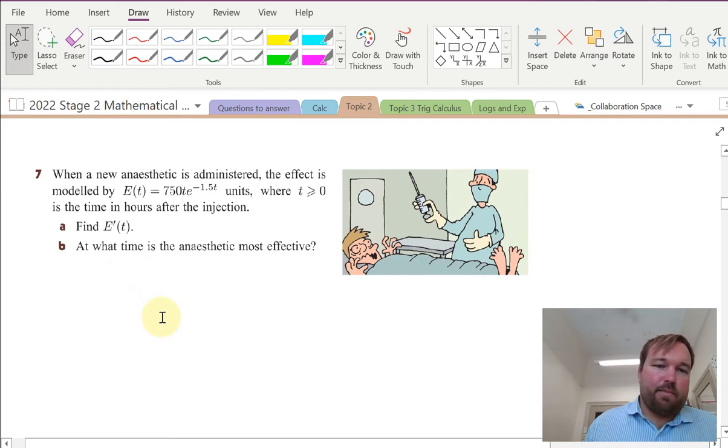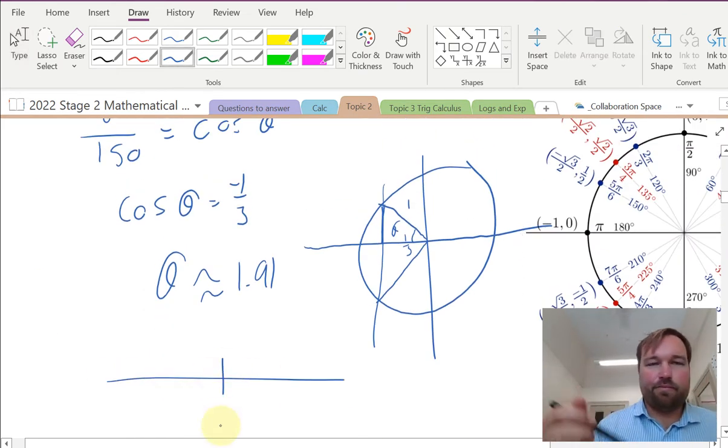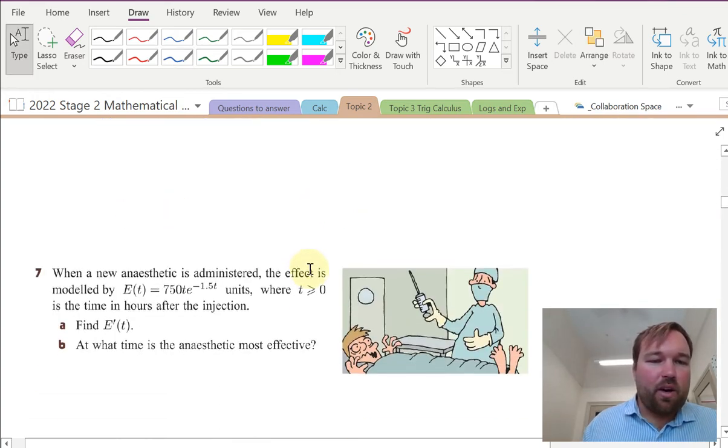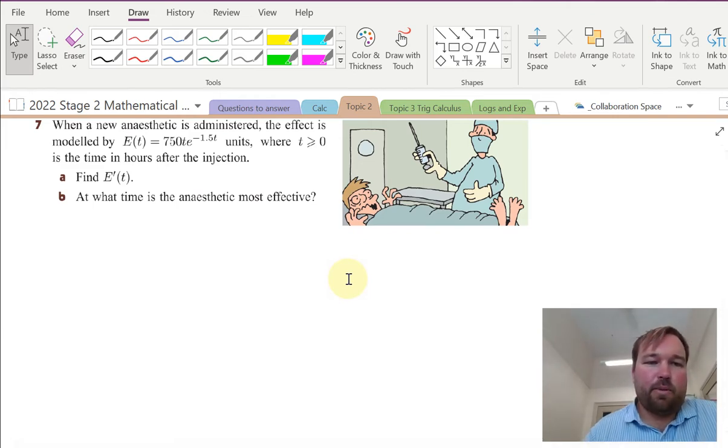All right, question 7. A new anesthetic is administered. Oh, sine diagram. You got that. All right. The effect is modeled by E of t equals 750t multiplied by e to the minus 1.5t, where t is greater than 0, in time in hours after the injection.